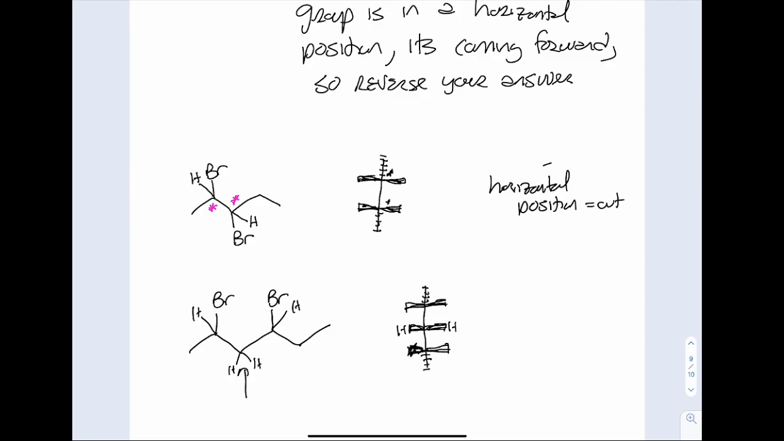And then the top and the bottom in this case, my vertical, are going back. So when we do take this and put it in a Fischer, as always, we need to make sure that we tilt it in that direction. We don't want to tilt it in the opposite direction.